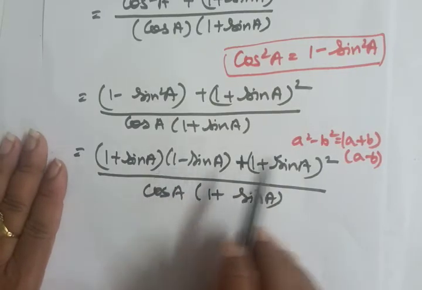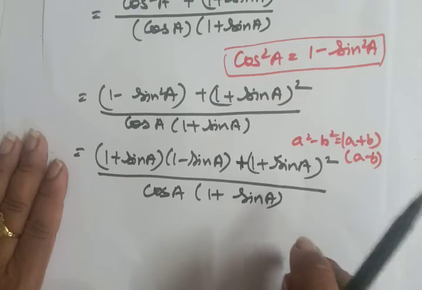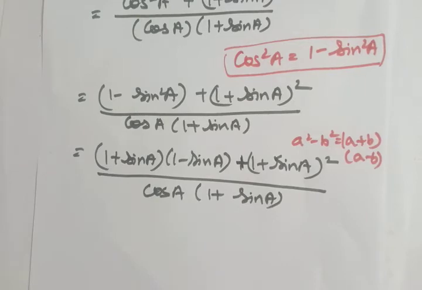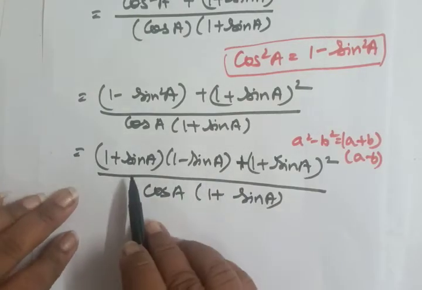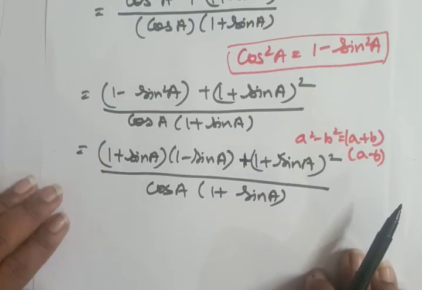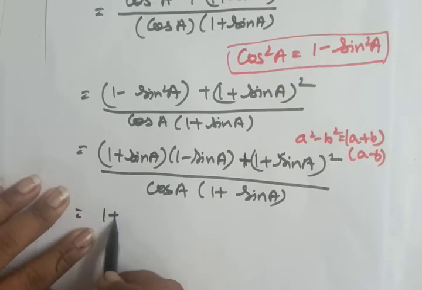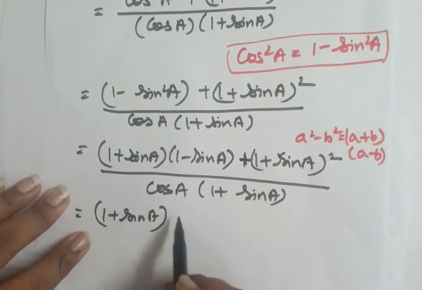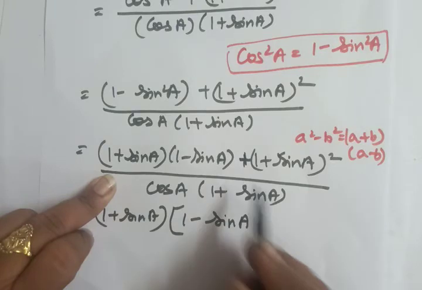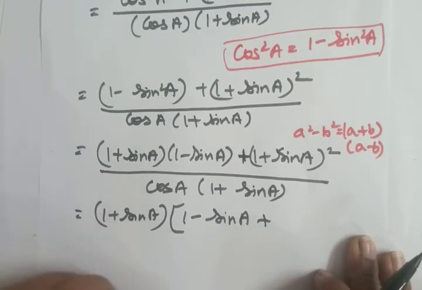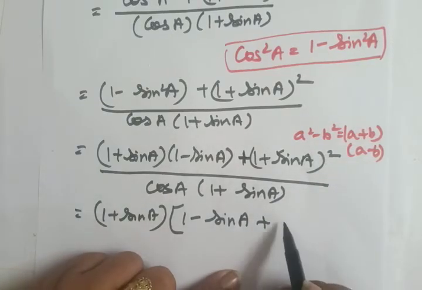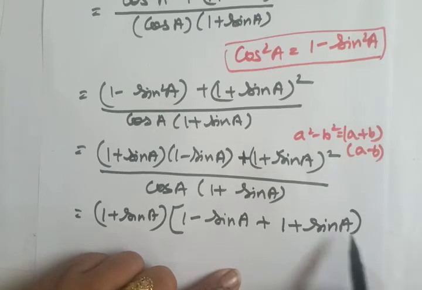So we can see in the numerator that only two terms are there, and in these two terms 1 plus sin A is common. So we are taking 1 plus sin A common. In the first term, what is left? 1 minus sin A. Plus, now 1 plus sin A is a square, so we have taken one common and again here is left 1 plus sin A.